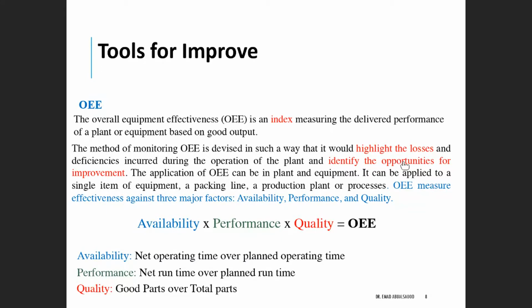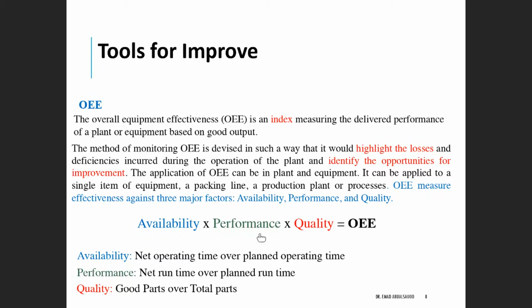How does it highlight the losses? By focusing on the overall effectiveness, or the overall quality of equipment. Whatever is applied to the equipment, you can apply to the service, considering three major factors, which are availability, performance, and quality.